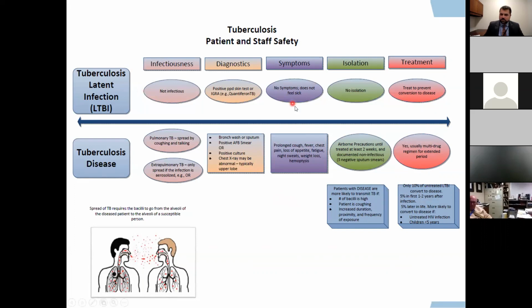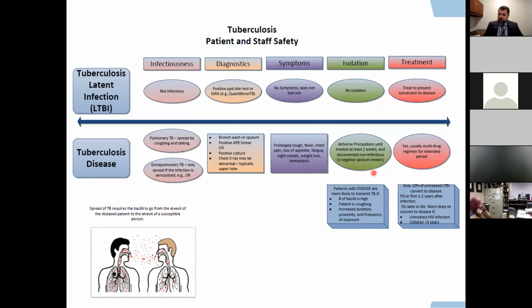Symptoms. So latent TB, they have no symptoms. Tuberculosis, cough, fever, weight loss, night sweats. Isolation. Latent TB, they don't need isolation. TB disease, they need airborne precautions, at least 2 weeks while they're being treated. Now, if a patient goes home, they can go home with active TB. We'll talk more about isolation a little bit later, but they can go home with active TB.